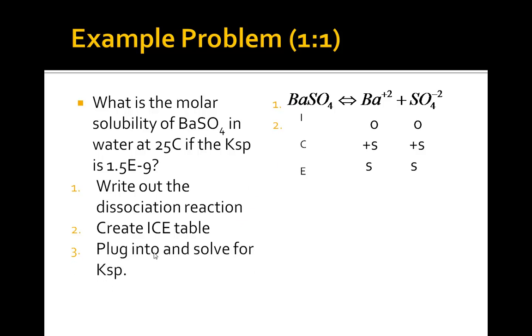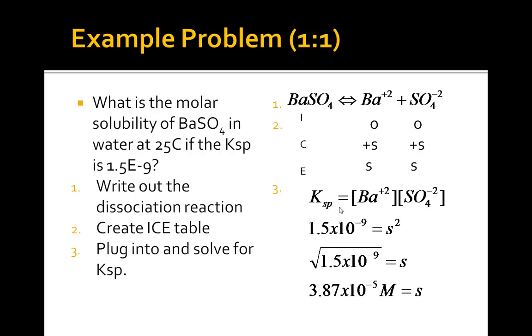Then you just plug your values into KSP and solve. KSP is just like any other equilibrium constant. So it's concentration of the products over concentration of the reactants. Now the only difference, again, is that BaSO4 doesn't have a concentration, so KSP is just the product of the products. Kind of hard to say that, but multiply these two concentrations together.